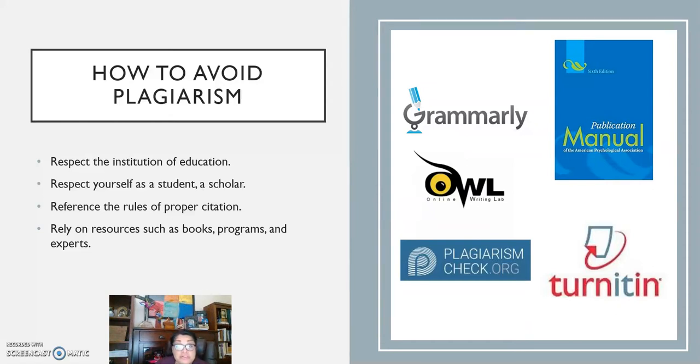How to avoid plagiarism is also about digging within yourself, that the writer digs inside themselves and respects the Institute of Education. Since writing, particularly at the university and academia level, is about really learning, it's important for there to be an intrinsic value and a respect for the Institute of Learning and Education. It's important that the writer respects themselves as a student and as a scholar. It's important that the writer references the rules of proper citation and relies on some of the sources that I've listed today, such as books, programs, and even the experts at the institution.